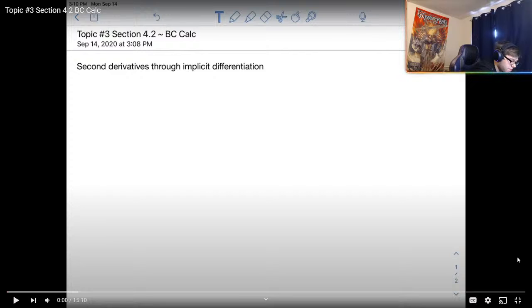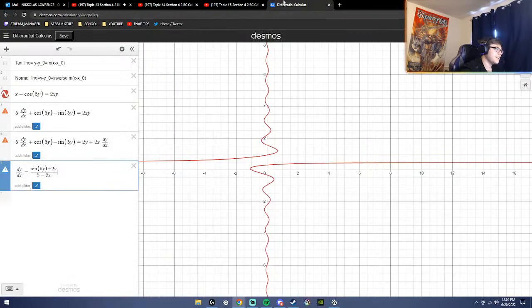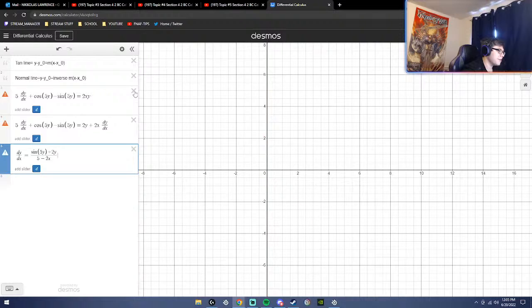Through implicit differentiation. My hands are fancy. Topic number 3 out of section 4.2. Actually, wait, just in case. I was kind of close. I was close again.